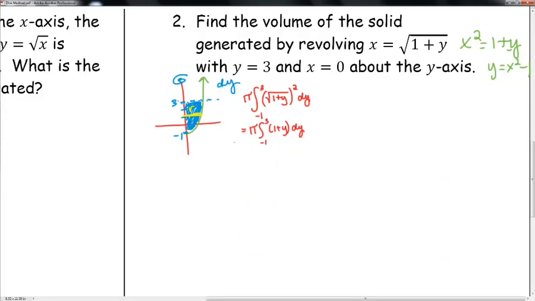If I take the antiderivative of this, I'm going to have pi times y plus y squared over 2, evaluated from -1 to 3. When I plug in, I have pi times 3 plus 3 squared, which is 9, so 9 over 2.